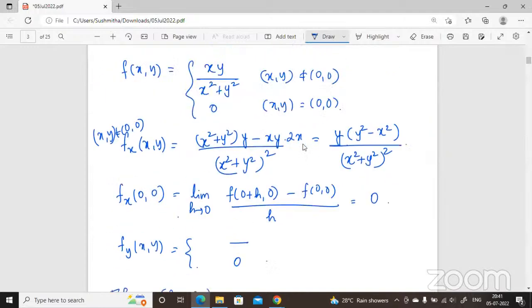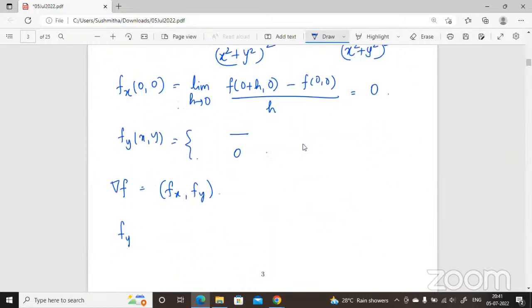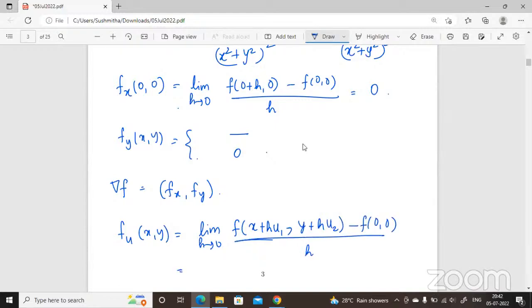And then what is the directional derivative? So directional derivative is going to be fu. Let's take u to be a unit vector. So this is limit h tends to 0 f of x plus hu1 comma y plus hu2 minus f of 0, 0 by h.